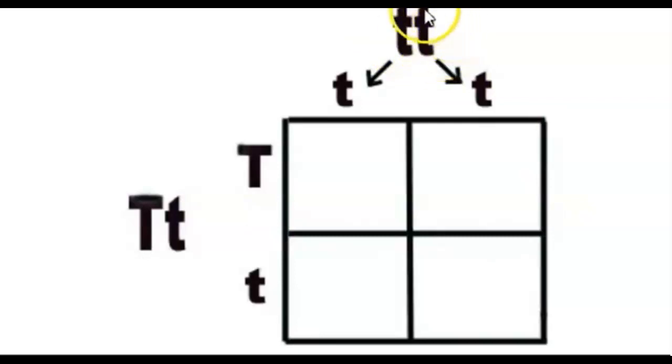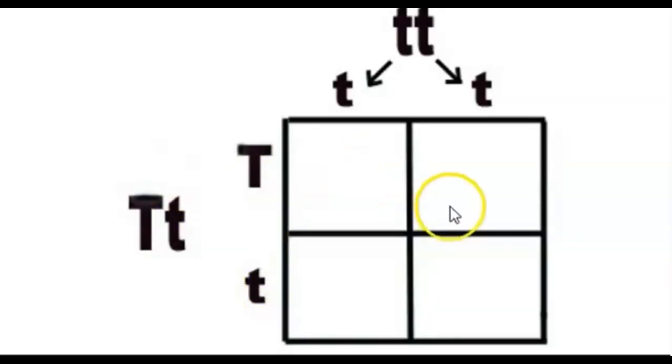So this parent genotype, the genetic makeup, is little t, little t. So one letter goes over this box and the other goes over this box. And the other parent is a heterozygous dominant genotype. So it's big T, little t. You put a big T up here and a little t down here. And that is how you set up the Punnett square.